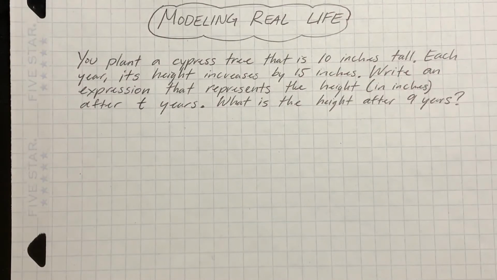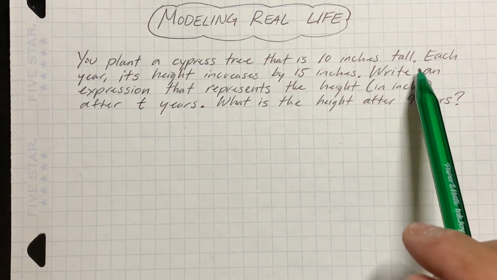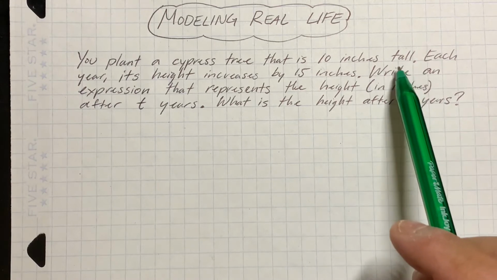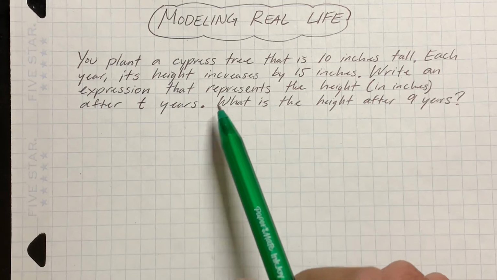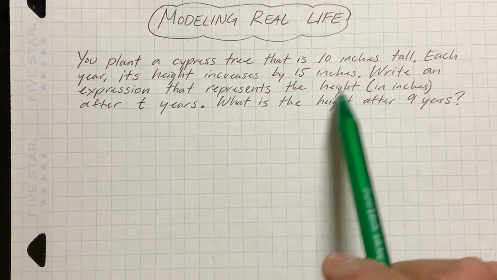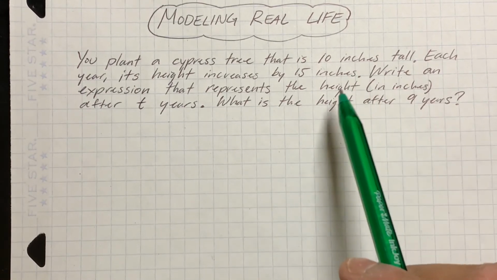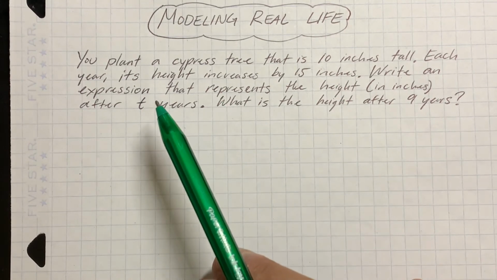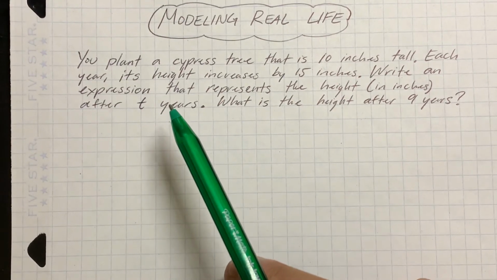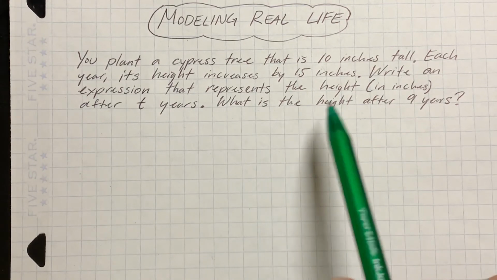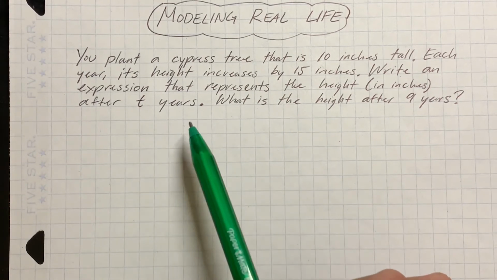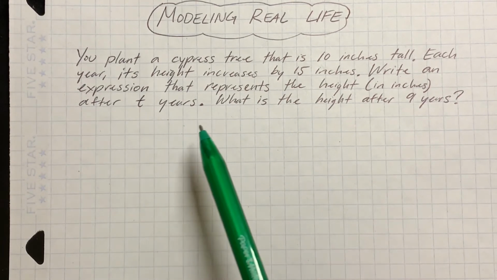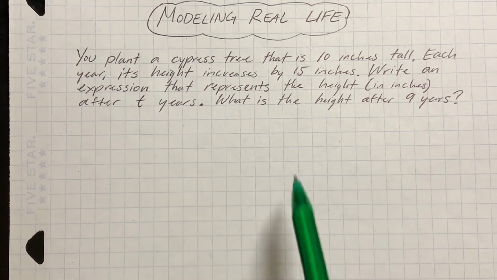Now we're going to model real life. We plant a cypress tree that is 10 inches tall. So we're starting with 10 inches. Each year its height increases 15 inches, so every year it grows 15 inches. We're going to write an expression, it could be numerical or algebraic, that represents the height in inches after t years. It looks like this is an algebraic expression because there's a variable t. What is the height after 9 years?